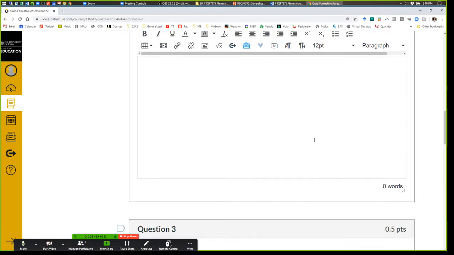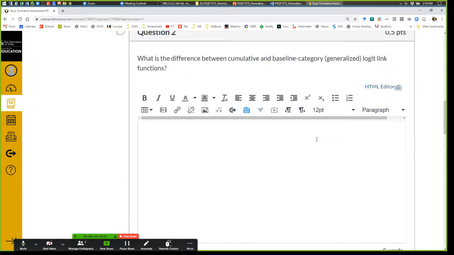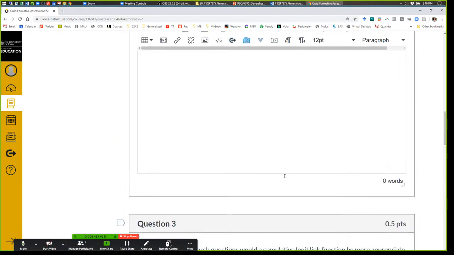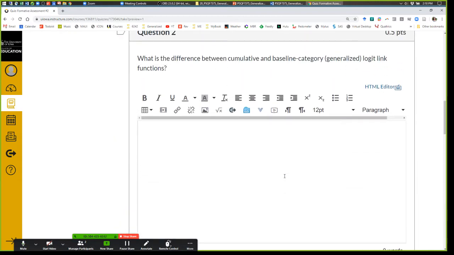And what research questions would lend themselves to ordinal data with a cumulative logit link? Several of you gave me good ones. Do you want to share with the group? So I'm sort of skipping into question 3 for a moment here. What kind of research question would a cumulative logit link for an ordinal variable be most appropriate for? Can you give me an example?